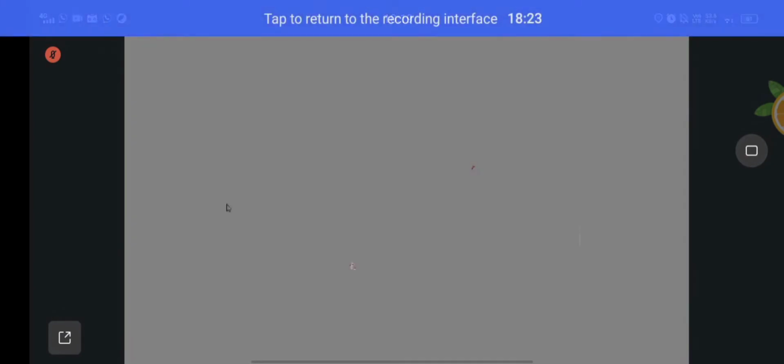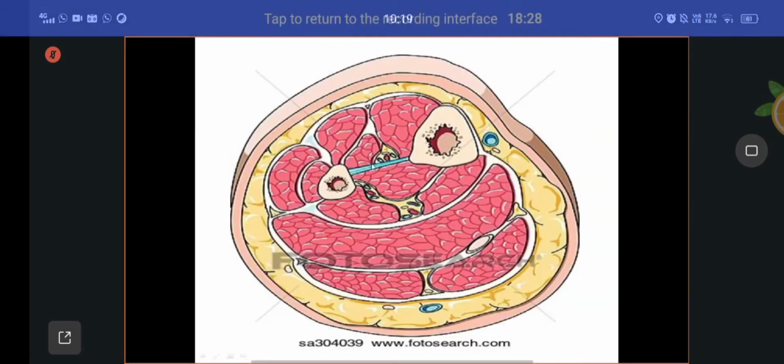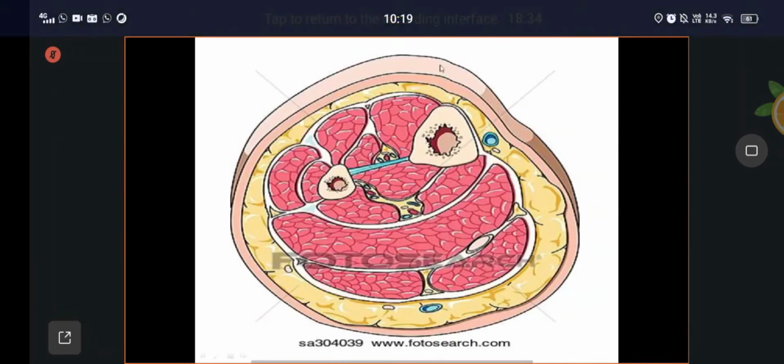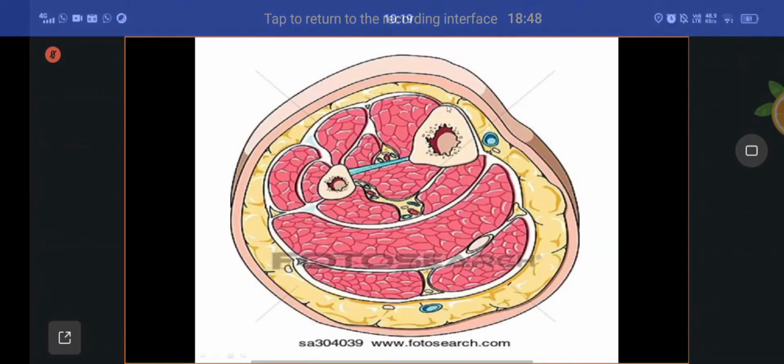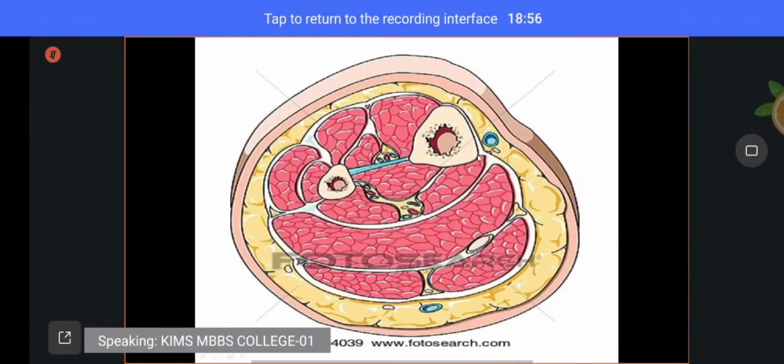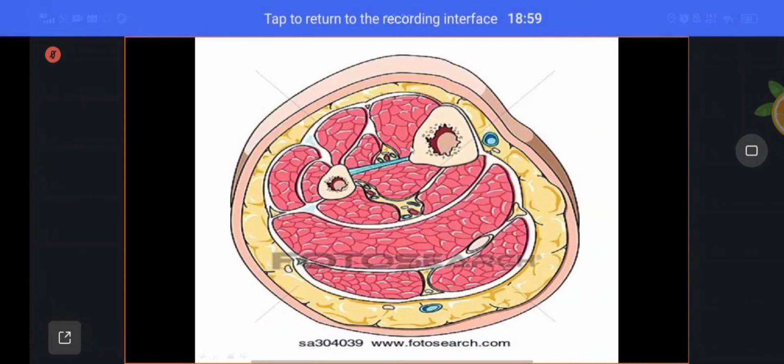Because it is triangular in outline, in this picture you can see the cross section of the leg. The medial bone is the tibia and the lateral bone is the fibula. Both are united by the interosseous membrane. Because it is triangular in cross section, this is the anterior border, lateral border and medial border. If you see the shape of the tibia, the borders will be easily identified. It is triangular. The apex is directed anteriorly, that is the anterior border. The lateral angle is the lateral border, the medial angle is the medial border.